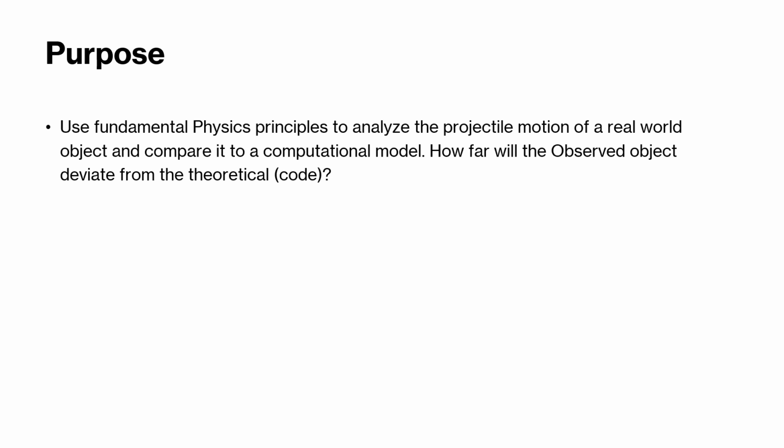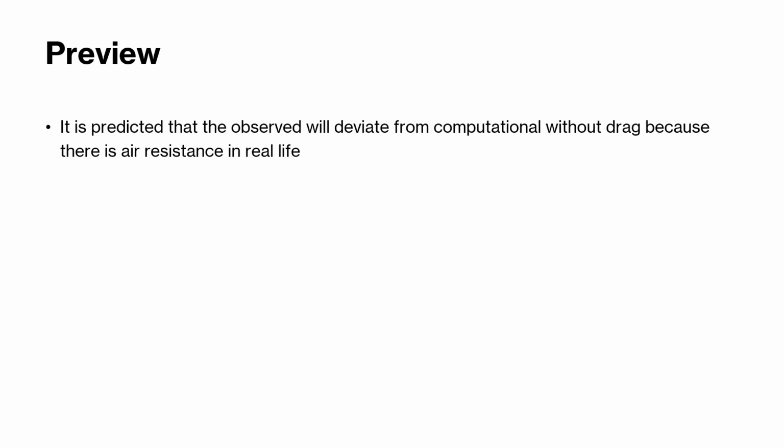The purpose of this lab is to use fundamental principles of physics to analyze the projectile motion of a real-world object, in our case, a duster, and compare it to the computational model. How far will the observed object deviate from the theoretical one, which is the code? So just a little preview. It is predicted that the observed will deviate from the computational that has no drag because there is air resistance in real life.